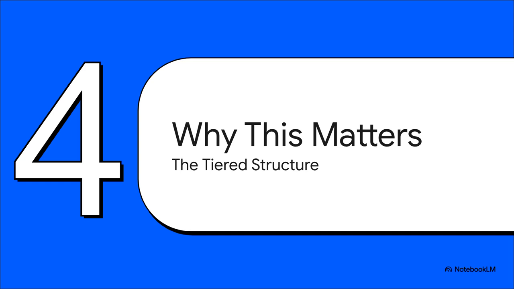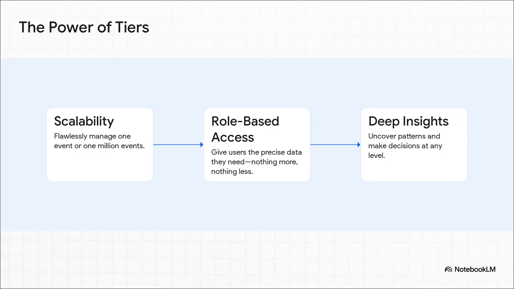So we've gone from micro to meso to macro. We've seen these three different layers of detail, but why? Why build an API this way? Why does this tiered structure actually matter so much? Well, it really boils down to the power of these three tiers. First, you get scalability. The design just works, whether you're managing one tiny event or a million of them.